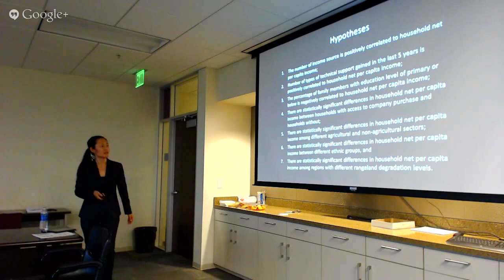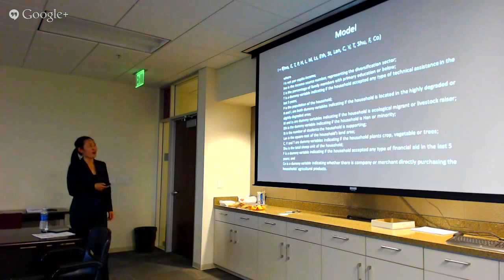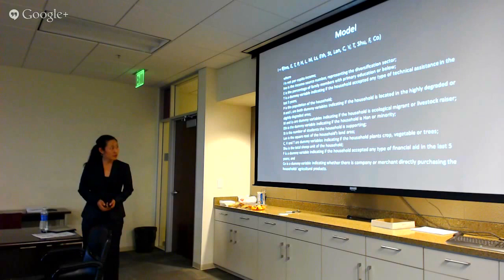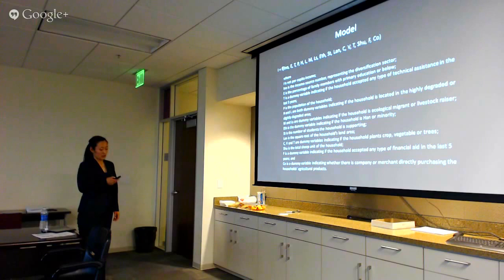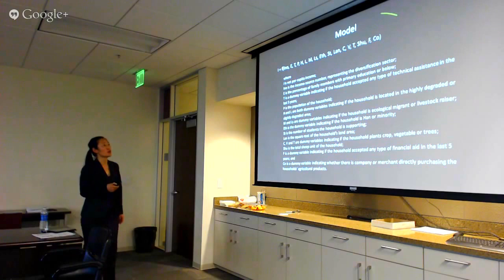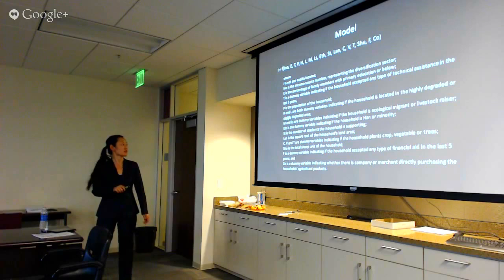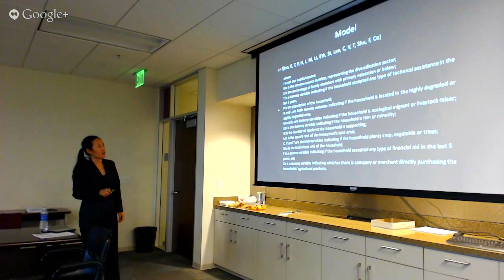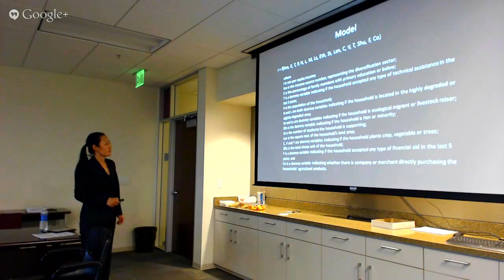Okay, so how I designed my research. Basically, I use a very simple model. It's a multiple regression model. Here I represents per capita income, and the independent variables include those that we have mentioned in the research hypotheses, and also basic factors such as population, land area, and sheep unit, which means how many sheep equivalents the household has, and also whether the households have crops, vegetables, or trees.